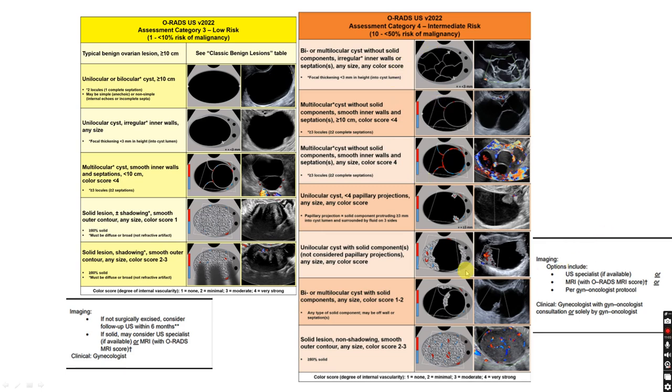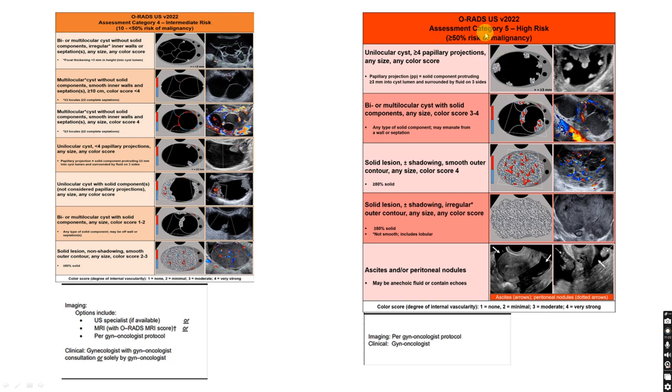What O-RADS says is we have to do MRI for all these lesions, and the gyneco-oncologist will decide the further management. Remember, in O-RADS 4, the risk of malignancy is between 10 to 50%. Then coming to the last, the O-RADS 5 category, they will have more than 50% risk of malignancy.